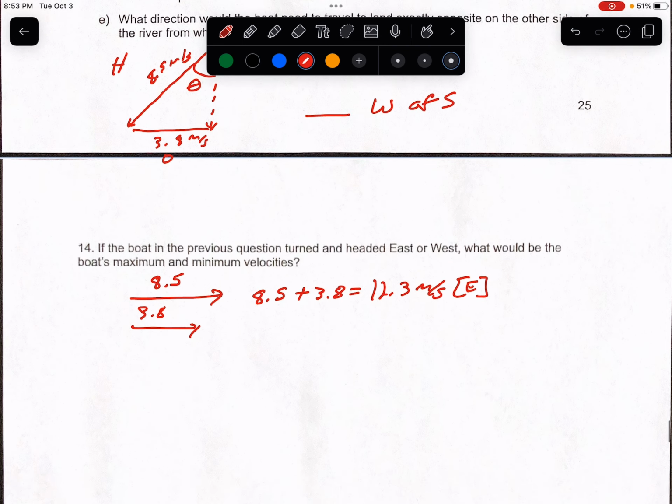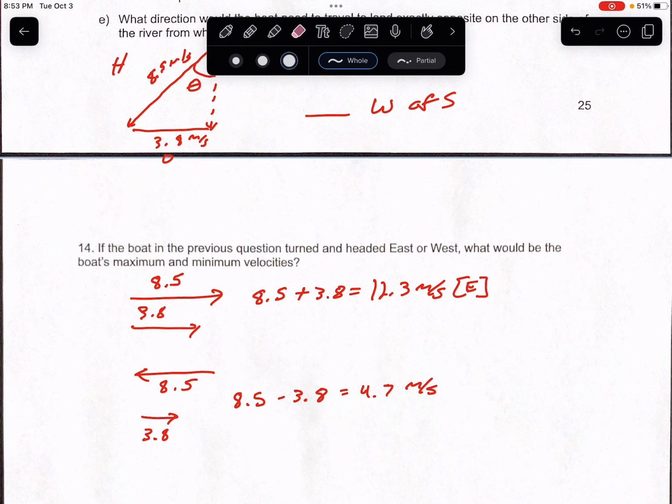Okay, now if I decided to go against it, so now the boat is going 8.5 west and the river is still going 3.8 east, I'm going to find that gap, so 8.5 minus 3.8, and you're going to get 4.7 meters per second, and that is going west. Okay, let me fix that real quick. So that is going west. So that is your maximum and minimum velocities right there. And that is going to end the review.